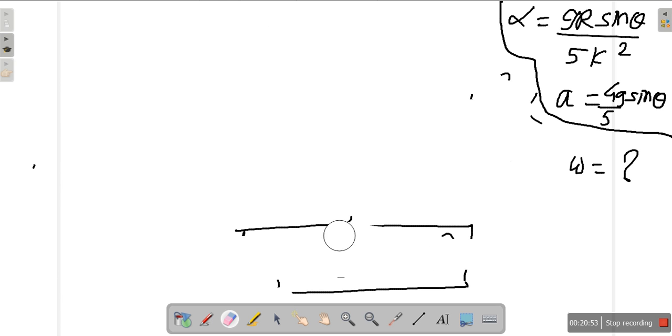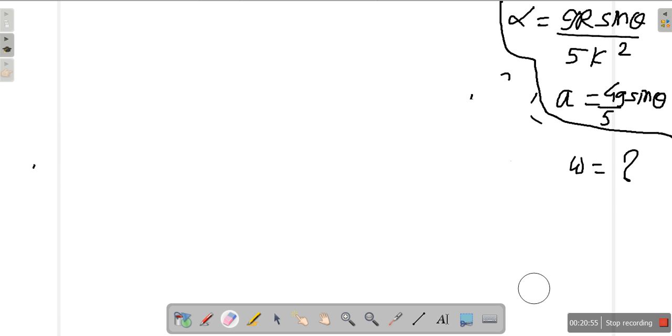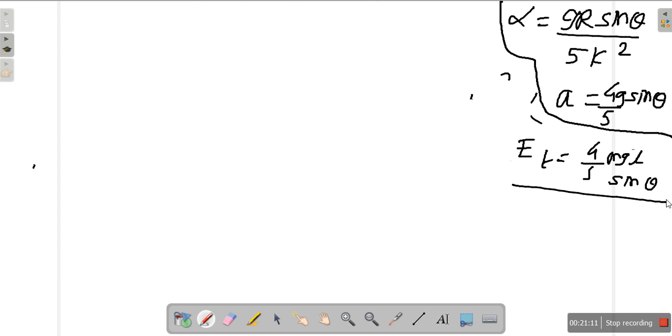Let me write this result on the right hand side. We have got E translational as 4 by 5 mgl into sine theta. Now you know v square equal to u square plus 2as, so that we already know. So we know v is root of 2al, and this v is also same as at.